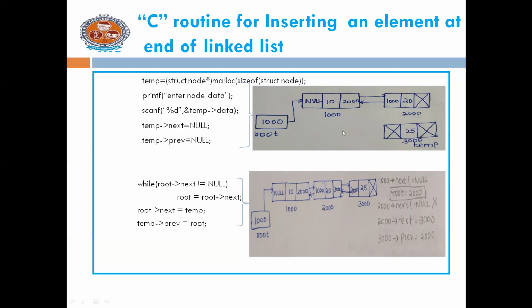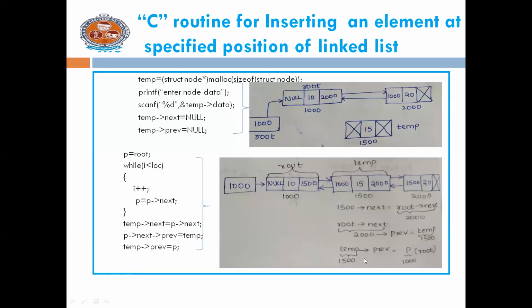In this case, you have to update the 2000 of next pointer as well as the 3000 of previous pointer, where 2000 is here, which will be stored in which value? Root value. That means root of next is nothing but temp. Similarly, here 3000 of previous is nothing but root. Okay, is it okay now? When you clearly look at this trace, it will be clearly understood by you. Okay, next.